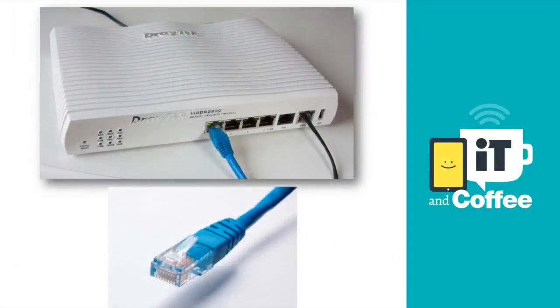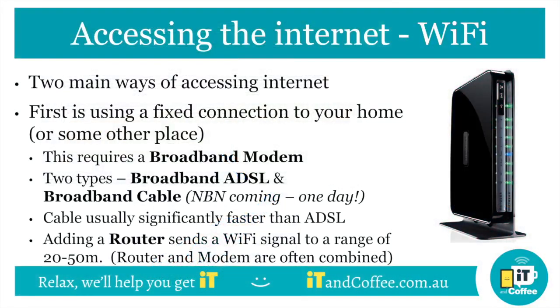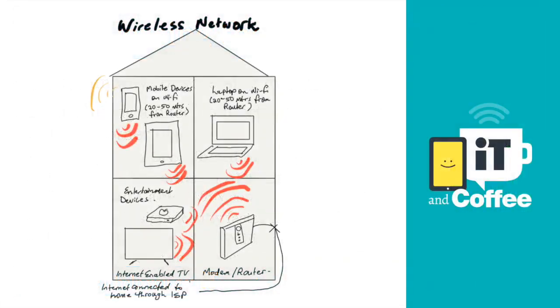A modem gives you that connection to the internet, and in days gone by we connected that modem directly to a computer using something called an Ethernet cable. These days though, adding a router to a modem, either in the same device or by connecting the modem to a device called a router, allows a signal to be sent around nearby where that router is located, so that wireless devices can access the internet via that wireless signal. So the router gives you the wireless signal.